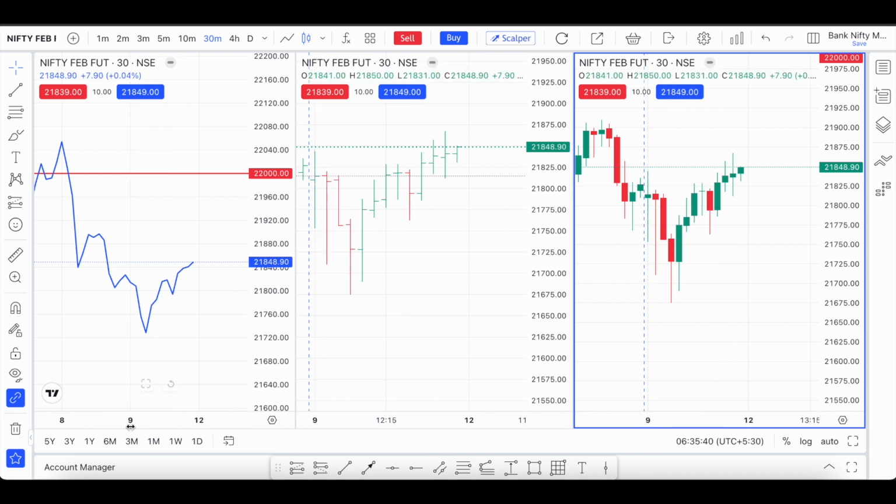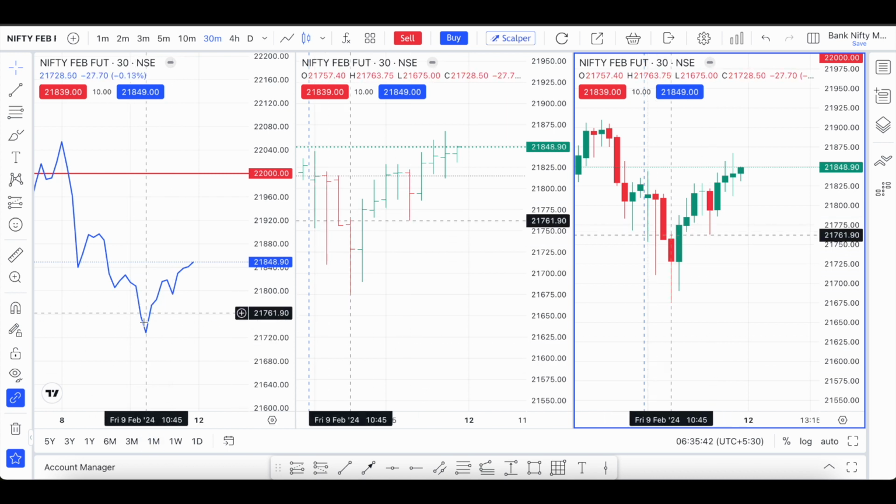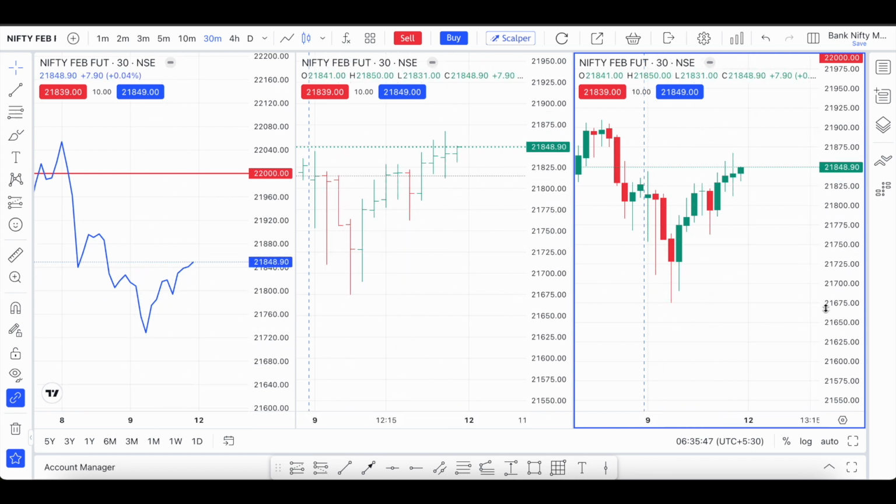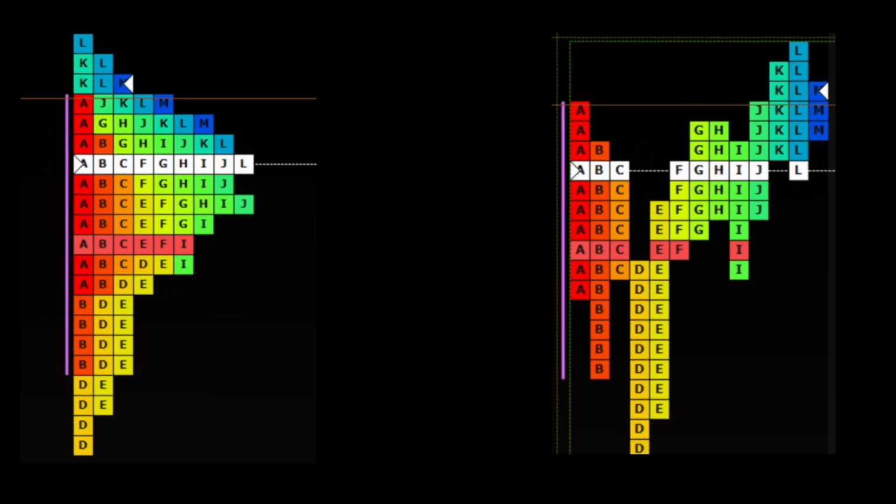But you can see here, this is the 9th Feb chart of line, this is the bar chart, and this is the candlestick chart. Just make sure you watch once, and let's switch to the market profile chart now. Yes guys, now this is market profile, the same 9th Feb 2024 chart of Nifty.